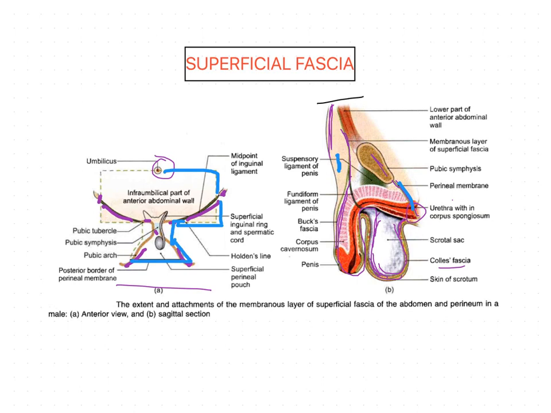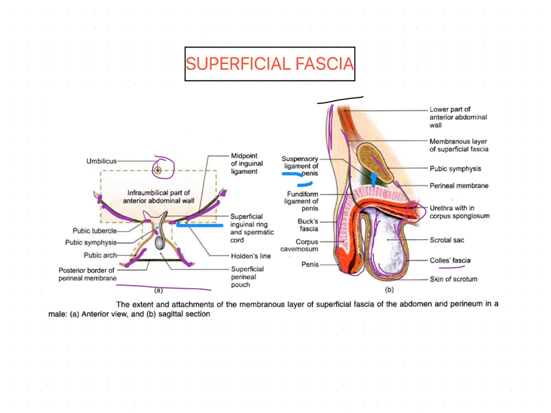So how are these ligaments formed? The suspensory ligament of penis and fundiform ligament of penis are both formed from the membranous layer of the superficial fascia. Now we will see the suspensory ligament of the penis, which is derived from Scarpa's fascia, the membranous Scarpa's fascia of the abdominal wall. It extends from the pubic symphysis, which holds the penis close to the pubic bone, and supports the penis when it is in erect position.